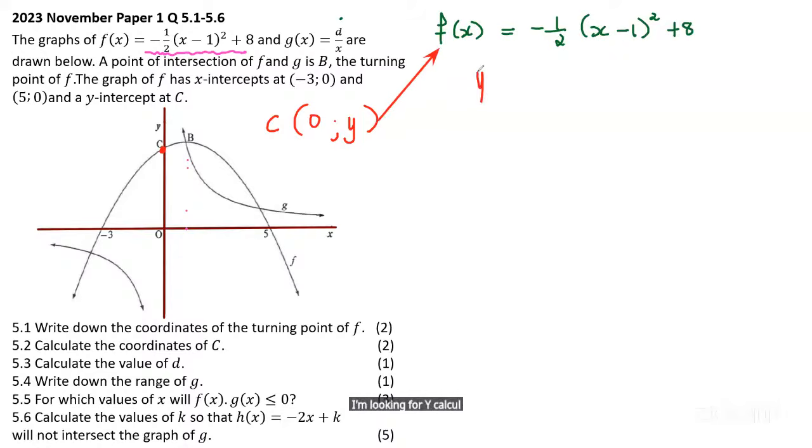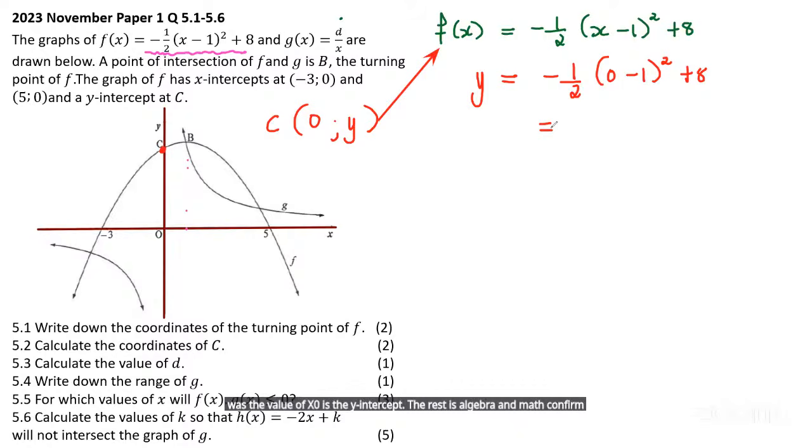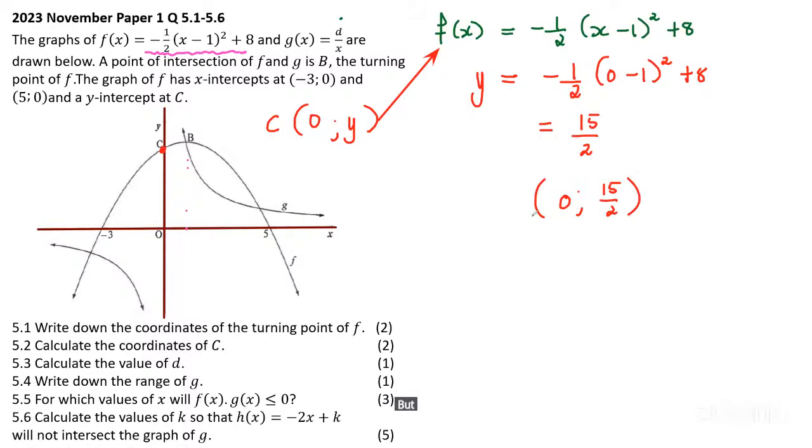Calculator is our friend. What's the value of X? X was 0. It's the y-intercept. The rest is algebra and maths. I've confirmed. I'm thinking the value of Y is 15/2, or you can say 7.5, but 15/2 sounds good to me. So that becomes your answer, (0, 15/2).